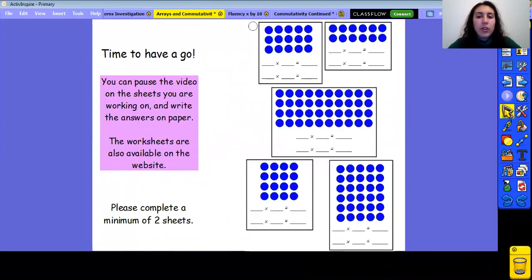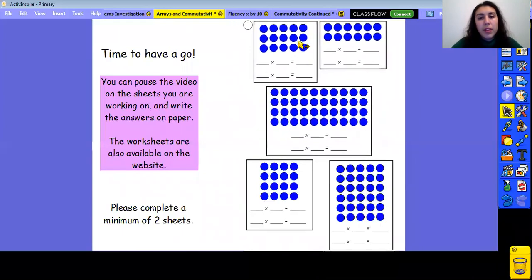Excellent. Now it's time for you to have a go by yourself. So on the circle sheet, you've got some arrays. And what you need to do is you need to have a go at writing the 2 commutative equations that these arrays represent. So remember, you can show that by grouping them going down. So here I've got 5 groups of 3. So I could write 5 groups of 3 equals, or I could group them going across like this. And I've got 1 group of 5, 2 groups of 5, oh, whoopsie-daisy, 3 groups of 5. So I could have 3 groups of 5, and then you can work out your answer.